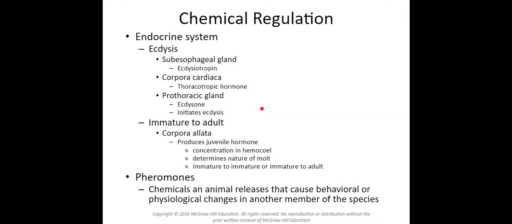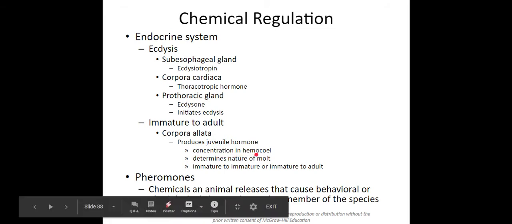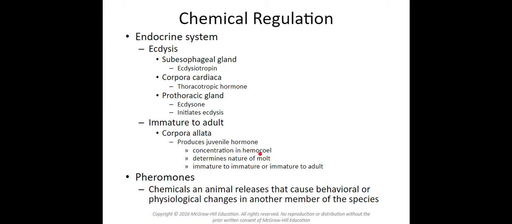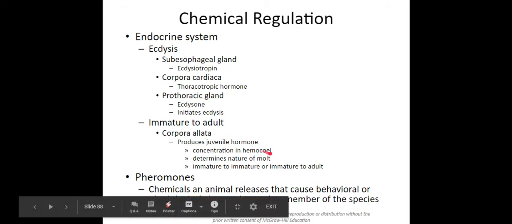For an insect to go from a juvenile to an adult, it has the corpora allata, which produces juvenile hormone. It's really concentrated in the hemocoel, which is the blood cavity. It's not really blood, it's hemolymph, but it's their blood substance in their blood cavity. And it determines when they're going to molt, if they're going to produce their wings or not. And it's what goes from immature to eventually mature adult.